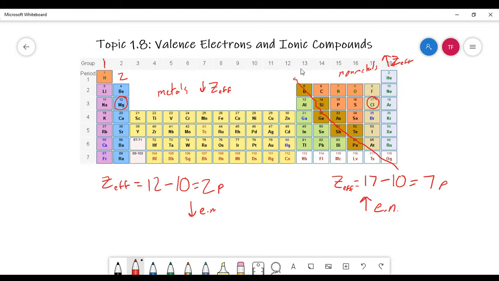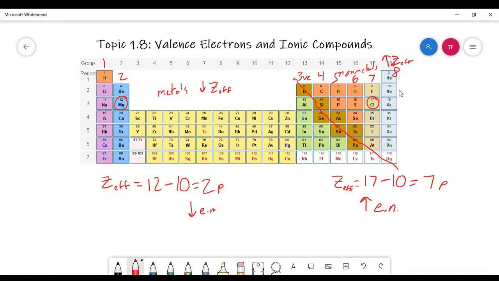Group 13, which is the aluminum family, has 3 valence electrons. The carbon family has 4 valence electrons. The nitrogen family has 5 valence electrons. The oxygen family, which is also called the chalcogens, has 6 valence electrons. The fluorine family, which is called the halogens, has 7 valence electrons. And most of the elements in the noble gases, except for helium, have 8 valence electrons. So 1 through 8 valence electrons.